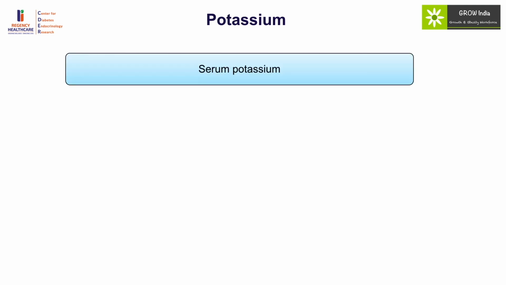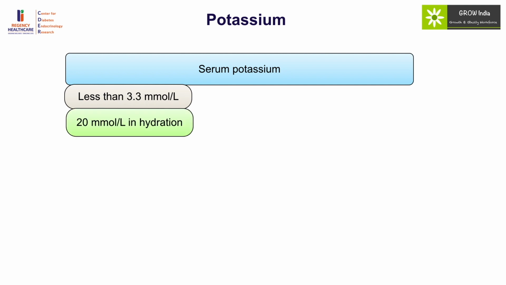Potassium depletion is a major problem in DKA, and with treatment there is further worsening of hypokalemia, and therefore one needs to be careful in terms of managing potassium levels in this setting. In individuals who have potassium levels less than 3.3 millimoles per liter, it should actually be added during the hydration phase at the dose of 20 millimoles per liter.